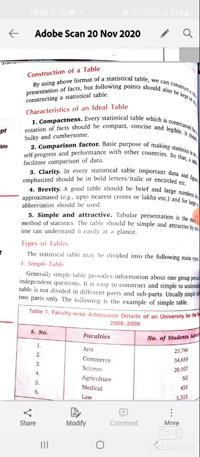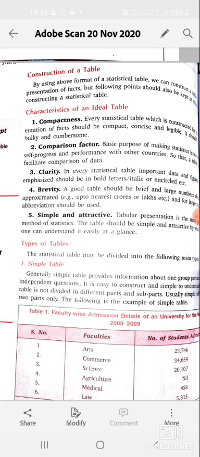Another point required is clarity. In every statistical table, the important data should be in bold letters or encircled, so that more emphasis is given on the topic.